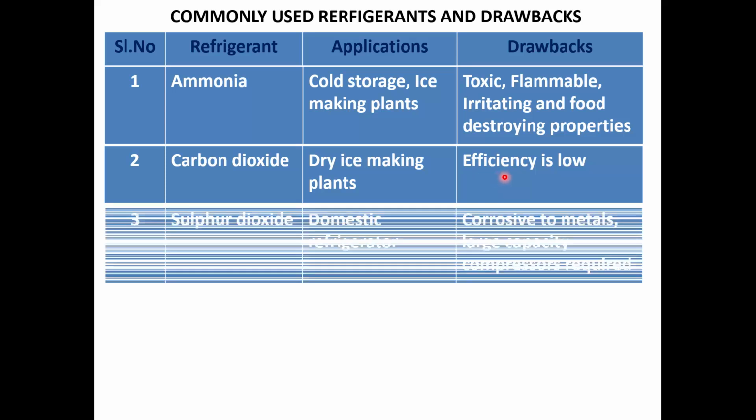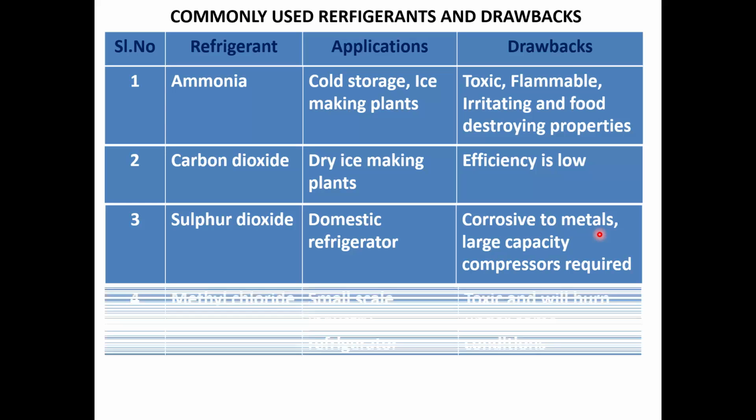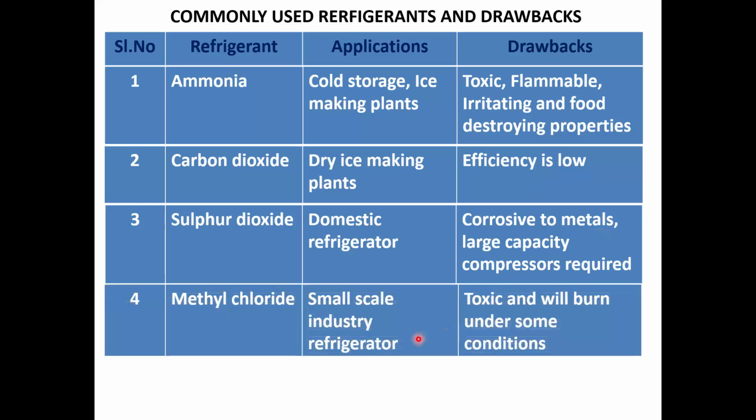That is a drawback. Sulfur dioxide was earlier used in domestic refrigerators. The major drawback is that it will react with water to form sulfuric acid, which will corrode the metal parts. And one more drawback is that it requires a large capacity compressor. Methyl chloride is used in small scale industry refrigerators. The drawback is that it is toxic and it will burn under some conditions.